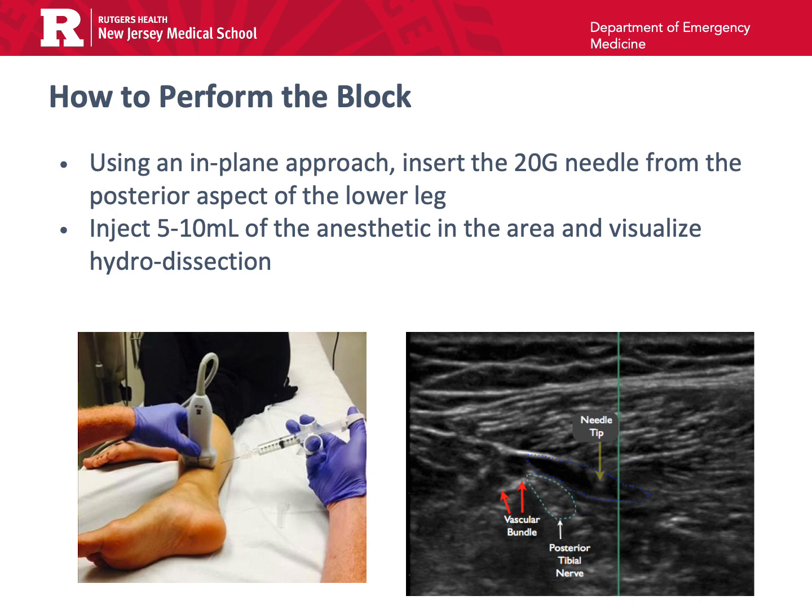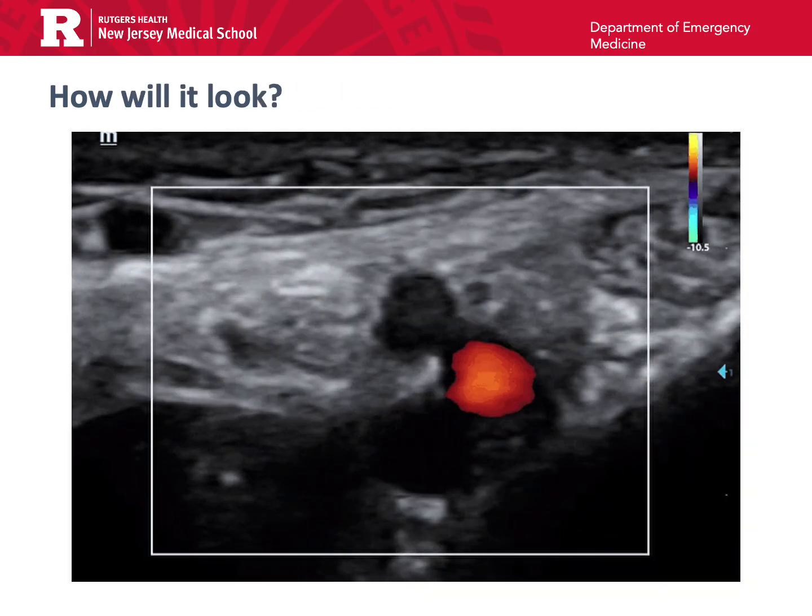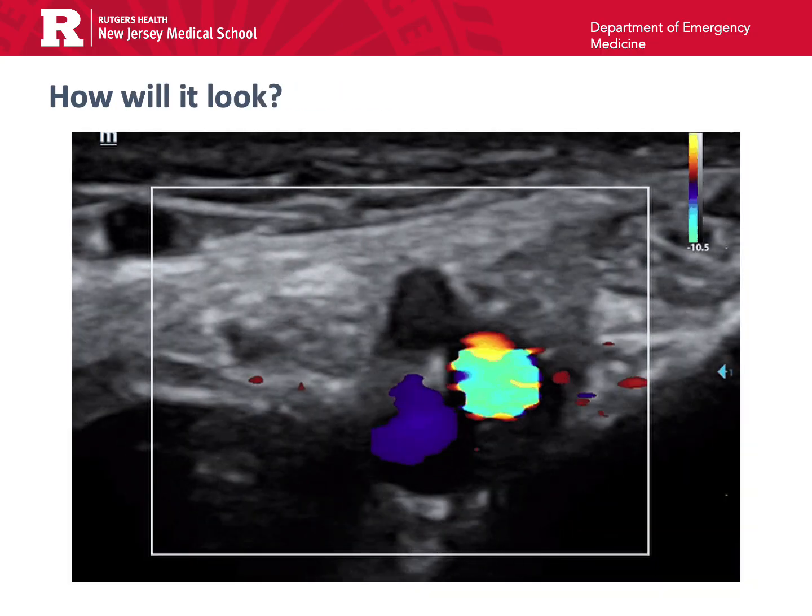After properly cleaning the target area, using an in-plane approach, insert the 20-gauge needle from the posterior aspect of the lower leg, being careful to avoid the Achilles tendon. Finally, inject 5 to 10 cc's of the anesthetic in the area and watch for hydrodissection. Here is a clip with the Doppler on, depicting the posterior tibial artery and the vein.